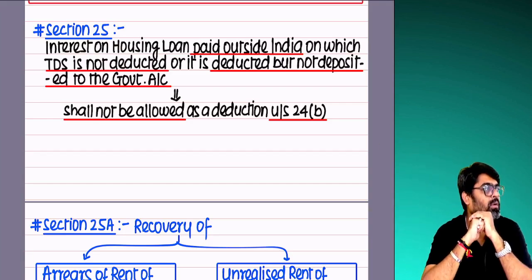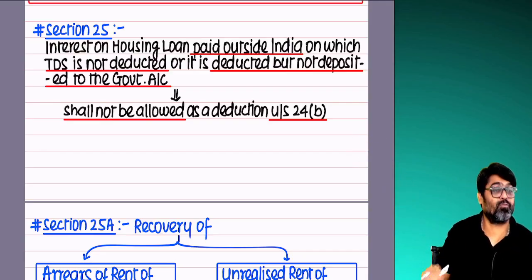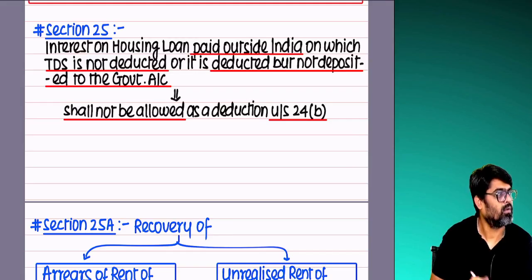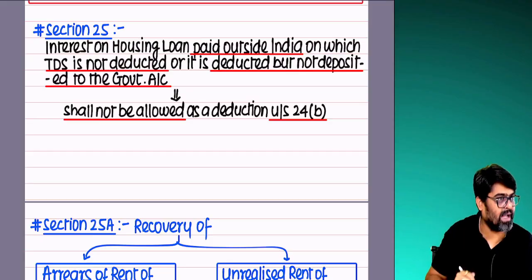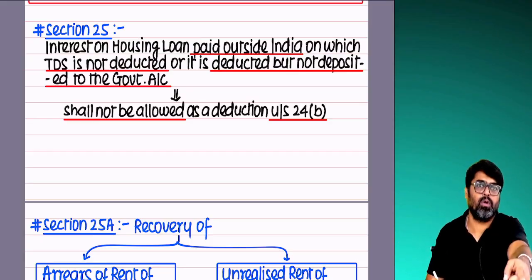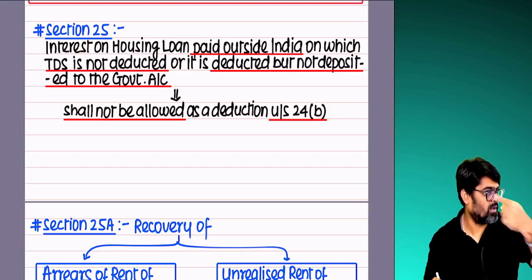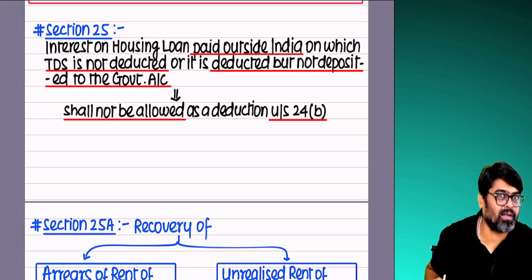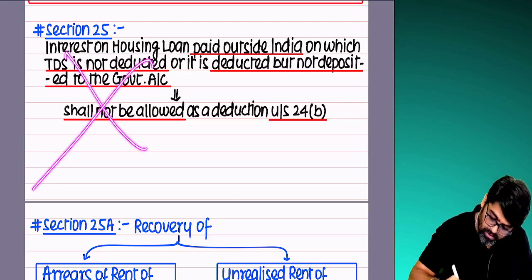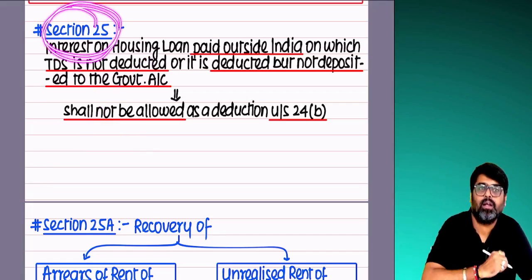The government came to you: you have given 1 lakh income to someone outside India, and from that you might have deducted 10,000? Not deducted. Without deducting TDS, you sent the amount. Now, will he come to India to pay the tax? Can we go there? Because of you, we lost our tax. So, you will also lose. That 1 lakh which you sent was your interest on housing loan, which you would have claimed as a deduction under 24B, and it will be disallowed. That is given in section 25.